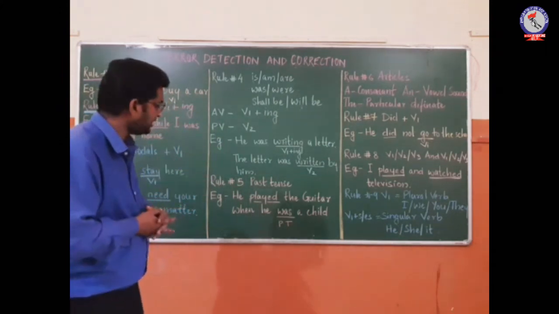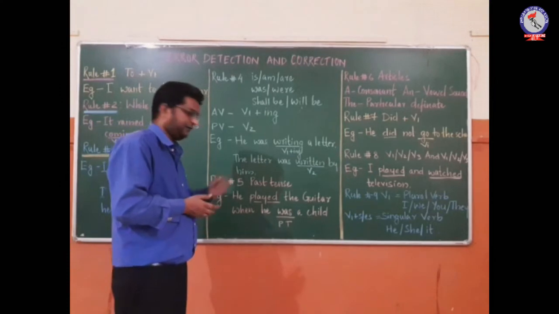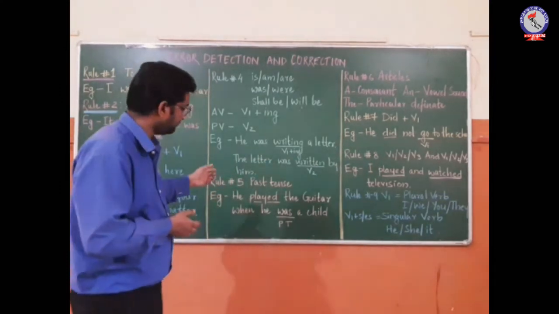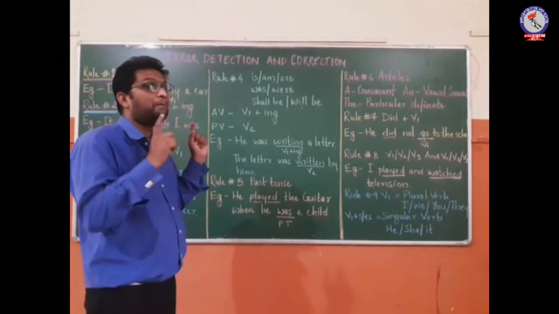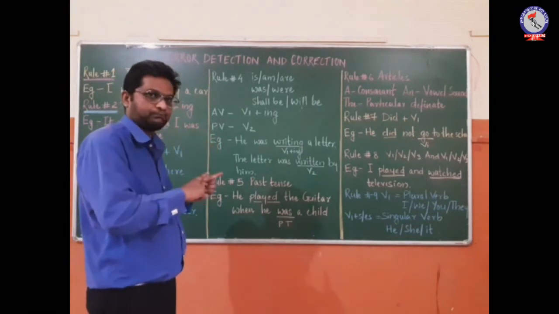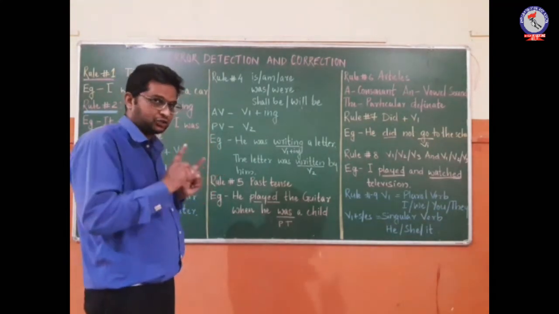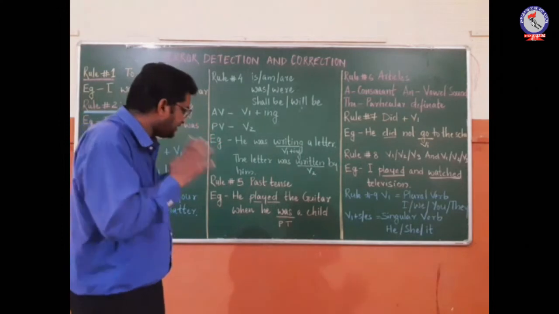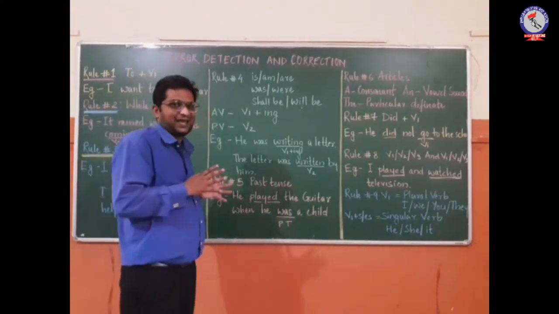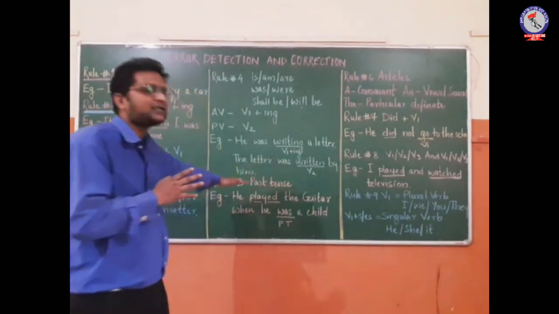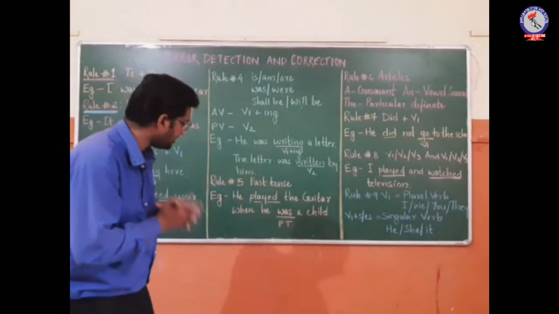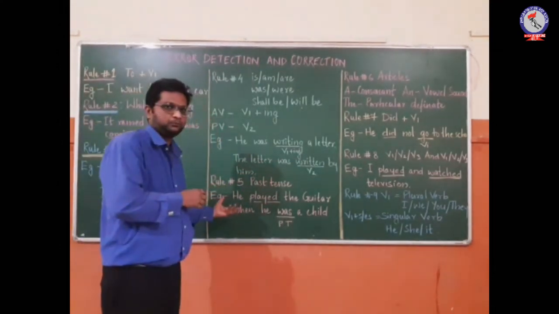Now let's see rule number 5 that says about past tense. Past tense. Now to get more understanding of this past tense, let us see an example.